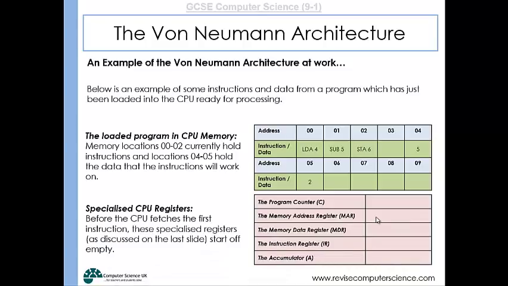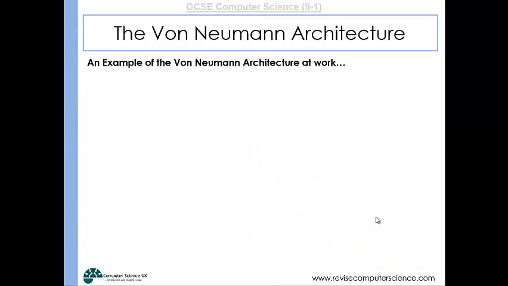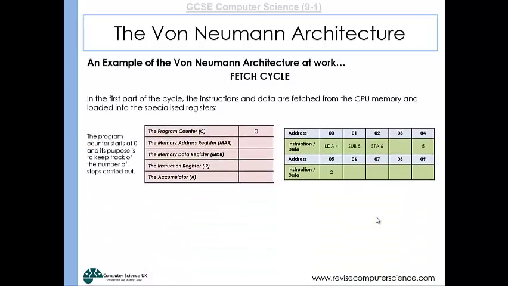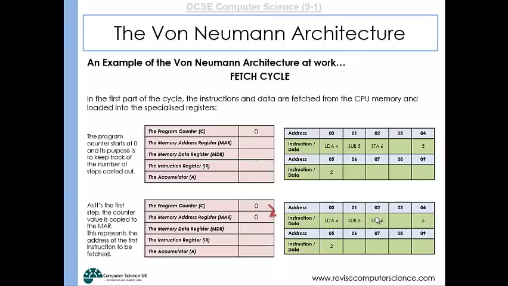So let's have a look to see what the role of these different registers is during the Fetch-Decode-Execute cycle as we work through this program. So first of all, we've got the fetch cycle. The program counter will start off at 0. That means that we effectively are on our first cycle, and because of that we need to look in the first address. So the 0 would be copied from the program counter to the memory address register.